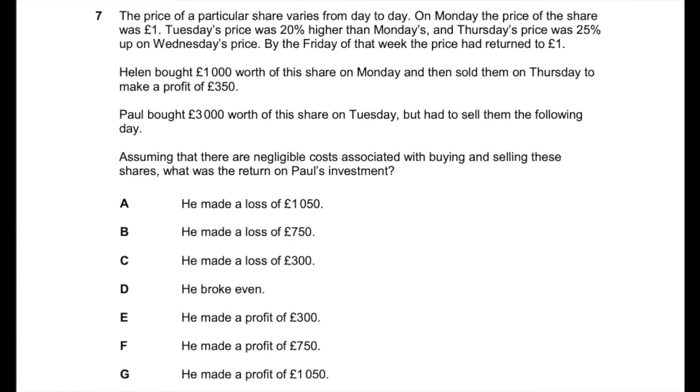If the share price on Thursday was 25% up on Wednesday's price, then the share price on Wednesday was £1 and 35 pence divided by 1.25 equals £1 and 8 pence. Therefore, Paul's £3,000 would have bought him 2,500 shares on Tuesday. 3,000 divided by 1.2 equals 2,500, which would have sold for £2,700 on Wednesday. 2,500 times 1.08 equals £2,700. Therefore, Paul made a £300 loss. £3,000 minus £2,700 equals £300. Thus option C is correct.